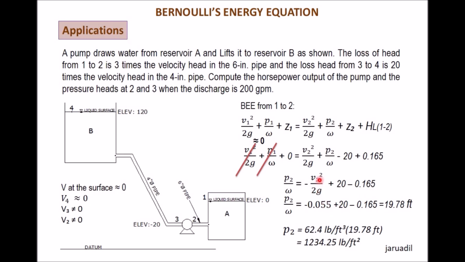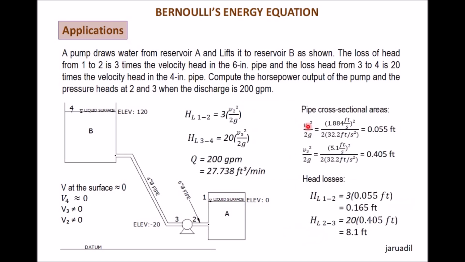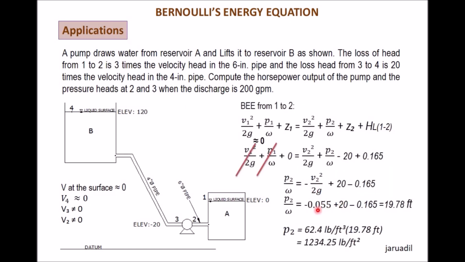Now, the velocity head, this is already computed, V2 squared over 2g. So nandito siya, V2 squared over 2g is equal to 0.055 feet. So that is negative 0.055 plus 20, negative 0.165, or P2 over omega is equal to 19.78 feet. So this is the pressure head at point 2, 19.78 feet.